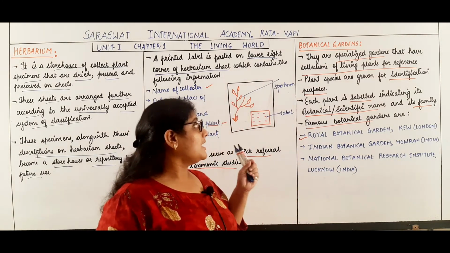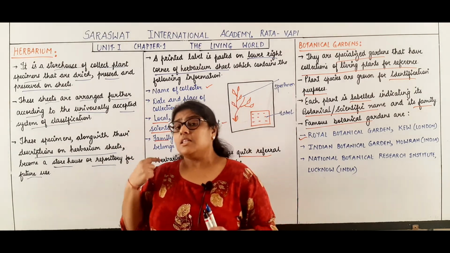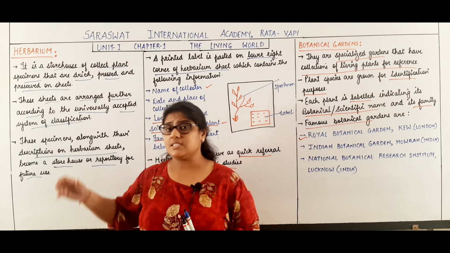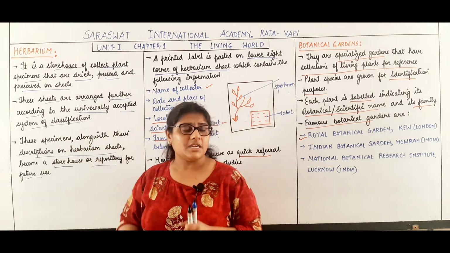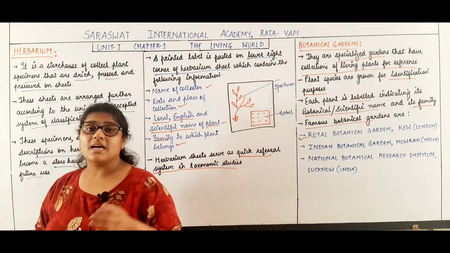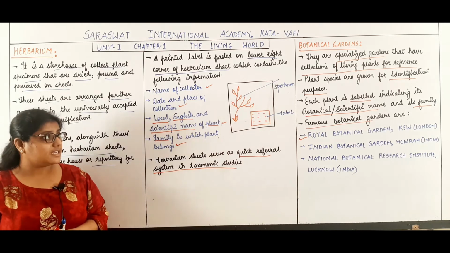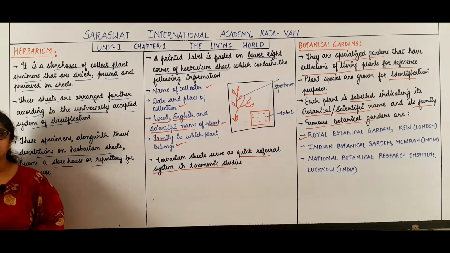So, this is regarding the two taxonomical aids, herbarium and botanical gardens. The main difference between the two of them is, in the herbarium, the plants are not maintained in the living condition, whereas in the botanical gardens, the plants are maintained in the living condition. Now, we will deal with the other taxonomical aids.